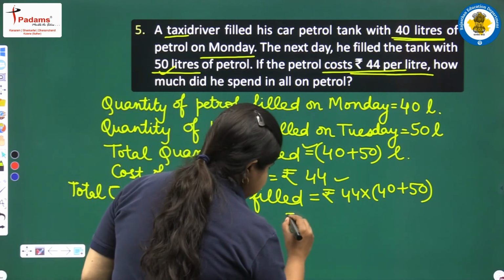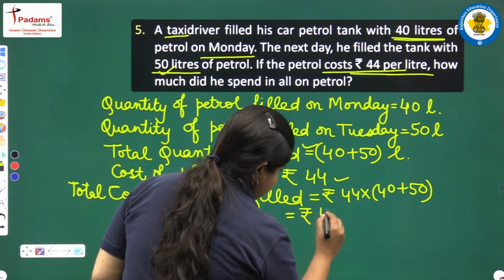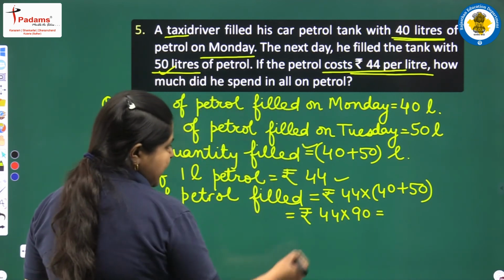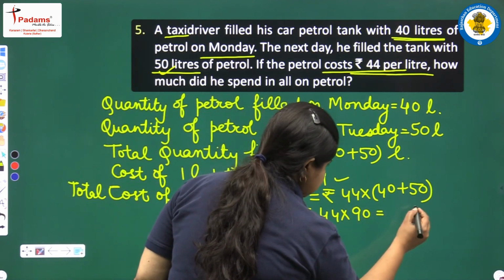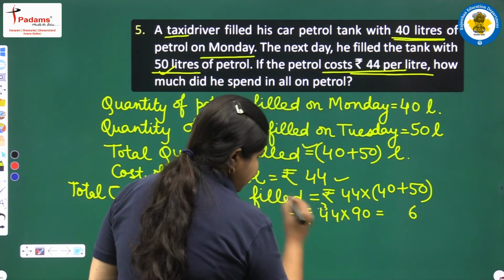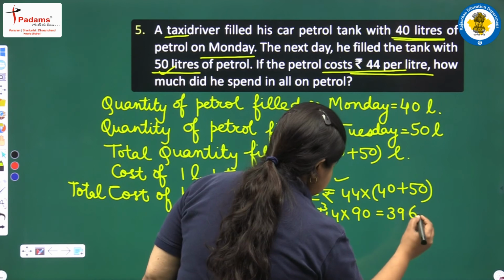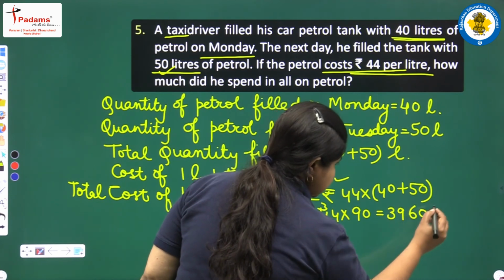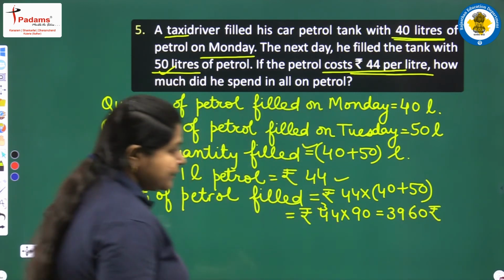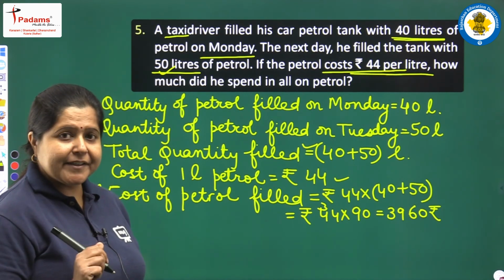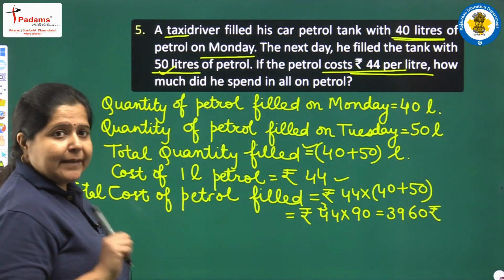Then we get it as equal to rupees 44 into 90. Now we can multiply this. 9 fours are 36, 3 carried. 9 fours are 36 and 3 it's 39, and then 0. So this is the amount of the petrol that has been filled on both the days. Clear to you? One more method can be taken up.